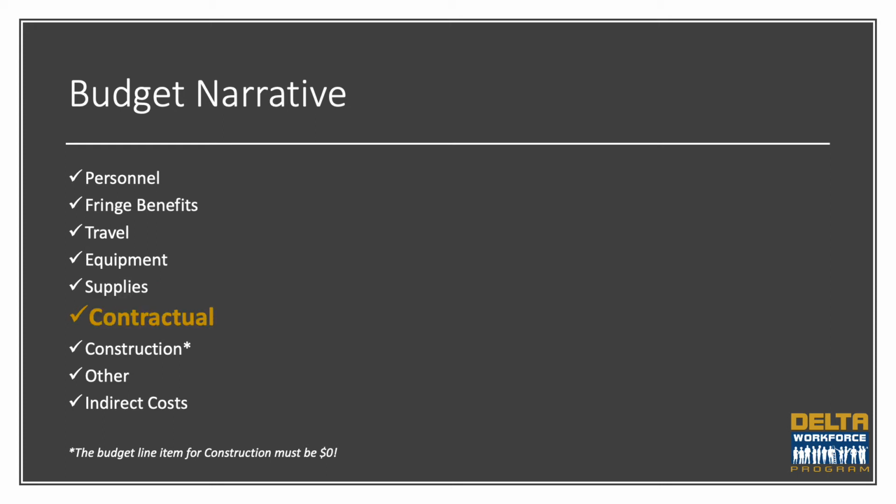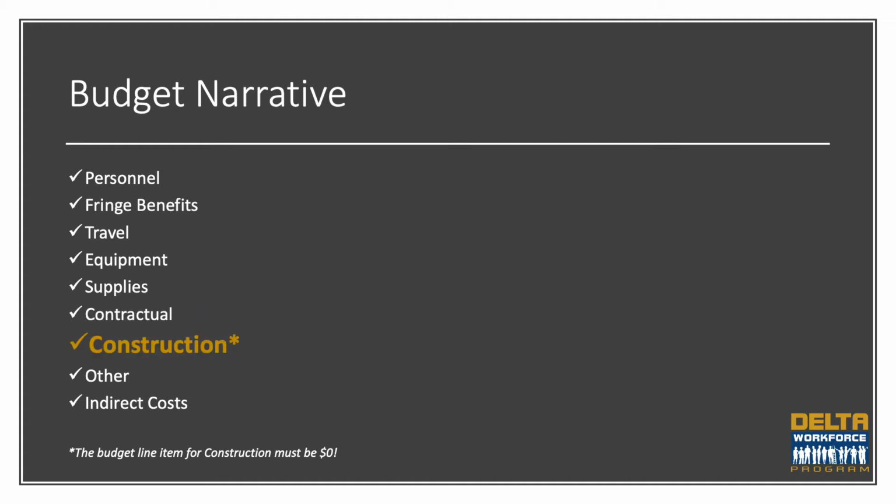For contractual, specify the purpose and activities to be provided as well as the estimated cost for each proposed contract and sub-award. Delineate contracts and sub-awards separately. Contracts and sub-awards are defined on page 17 of the FOA.